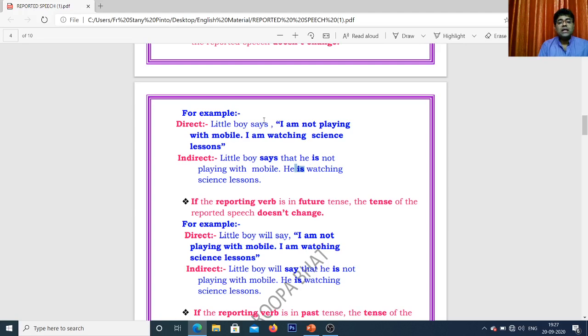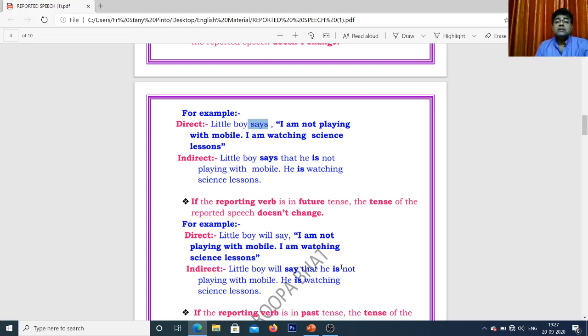Why is it not changed? It is because of this reporting verb, which is in the present tense. If it is in the present tense, it does not change. But as I told you, if it is in the past tense, then it changes. We will see in the examples next. If the reporting verb is in the future tense, the tense of the reported speech doesn't change. So, little boy will say, I am not playing with the mobile. I am watching the science lessons. Little boy will say that he is not. Again, the same rule applies here.